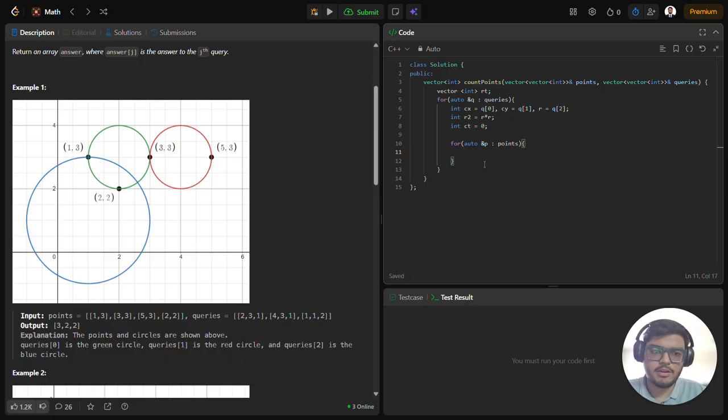If you don't know about the auto keyword and the address of p, please leave a comment. I would make a dedicated video for it also. Here I forgot to subtract the cx and cy.